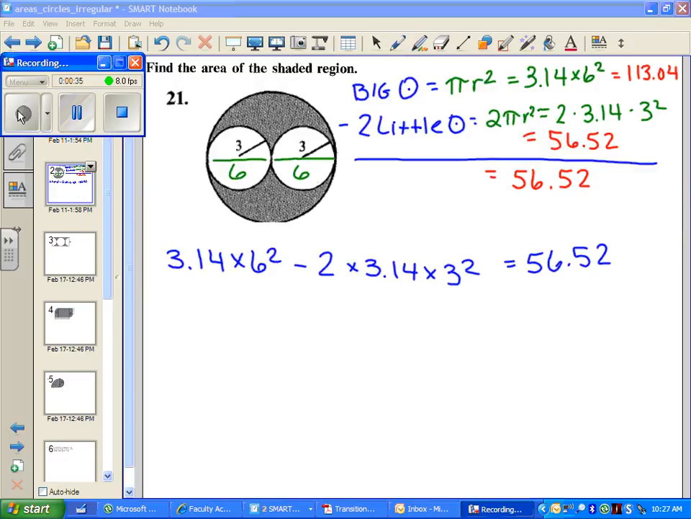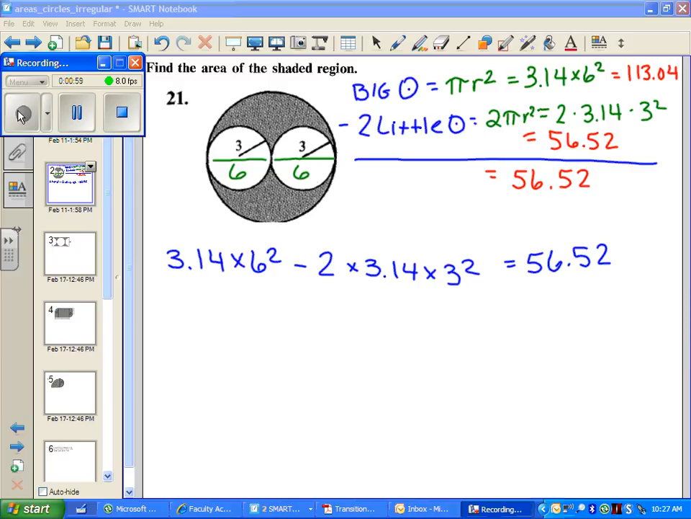So in this problem, we're going to take the big circle and subtract the 2 little circles from it in order to find the area of the shaded region. And I've broken that up for you. We know that the big circle, its radius, is the same thing as the diameter of the little circle. And we know the 2 little circles are the same area since they both have a radius of 3.